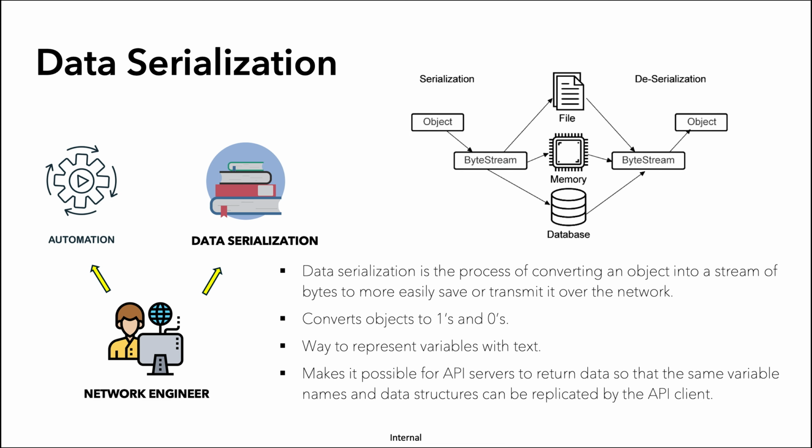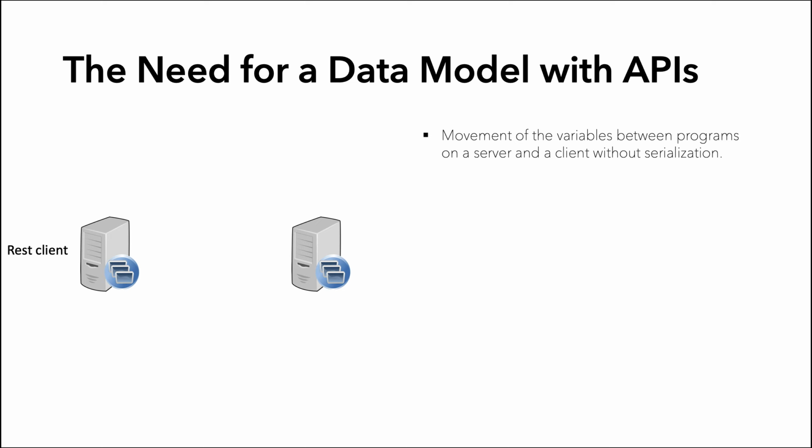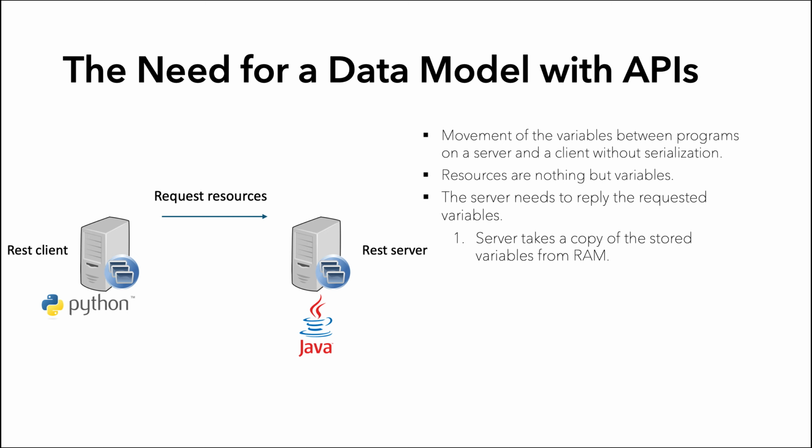So why is this data serialization required? To see that, let's take an example to see what happens when you move variables between programs on a server and a client without serialization. So a REST client on the left, which hosts a Python application, asks for a resource from the server hosting a Java application. Here resource is nothing but a set of variables. So the server needs to reply with the requested variables, which it does with the following steps.